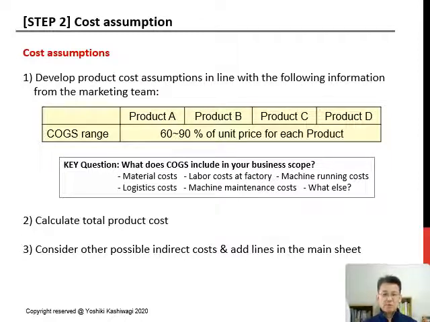The goal is not to find a right answer, but instead you have to make your own story. You have to justify it, and include everything somewhere in your cost assumptions. And I want you to calculate the total product cost. And I want you to consider what we already discussed last week. What else do you have for other possible indirect costs? And if you have some cost items, feel free to add extra lines and put your estimation numbers for those items.